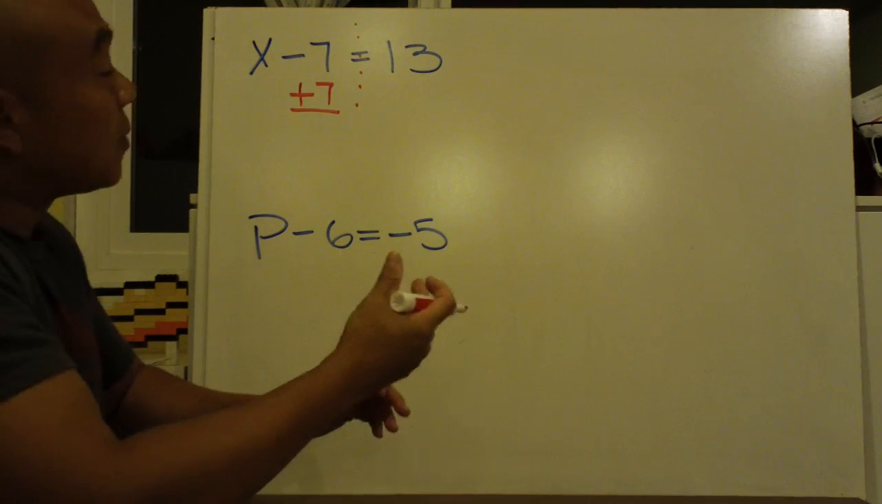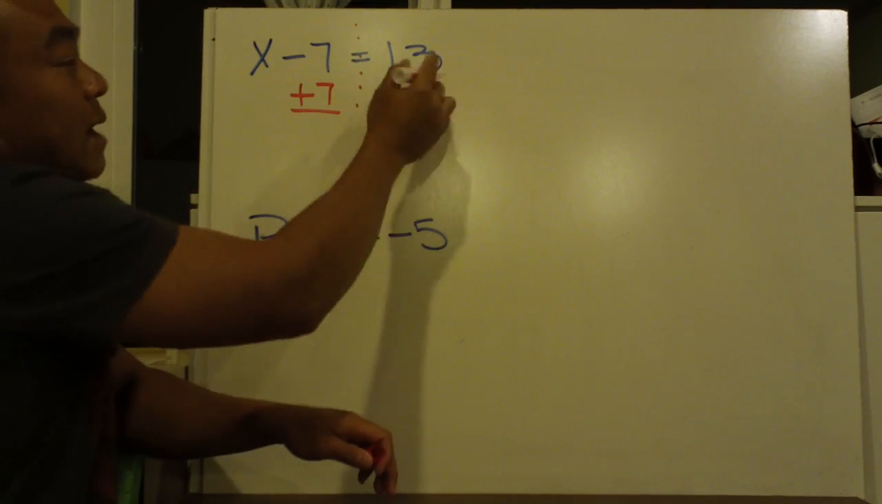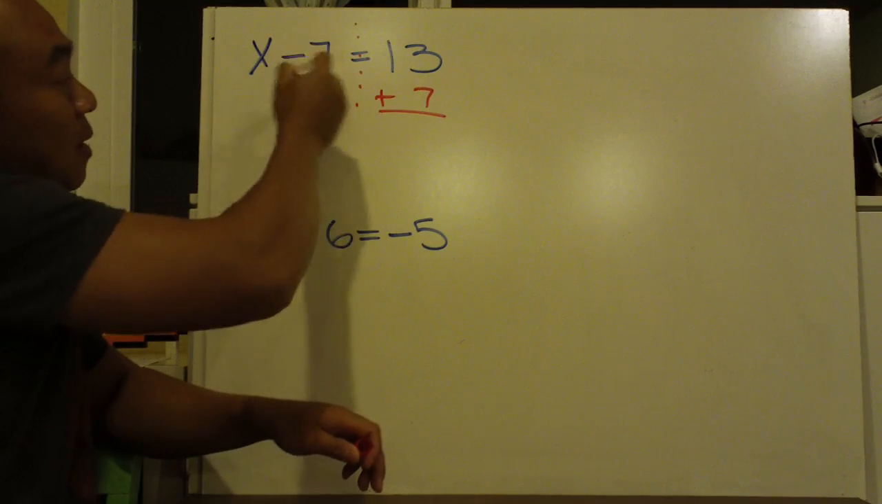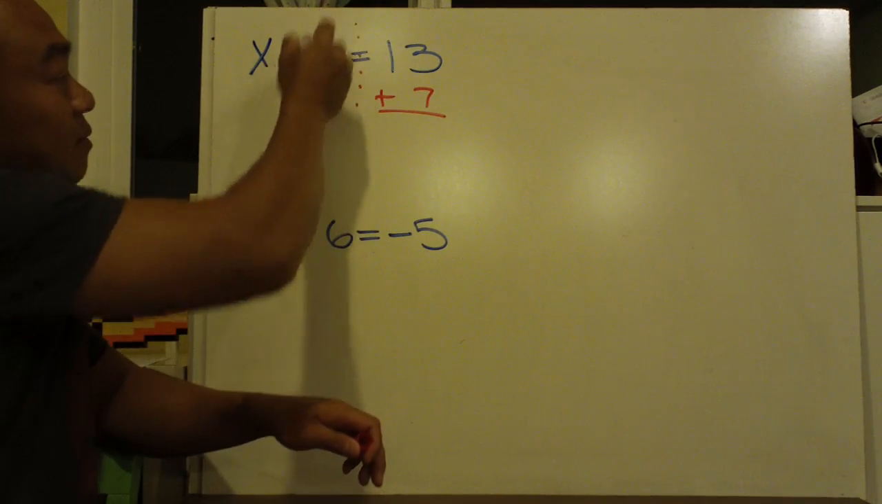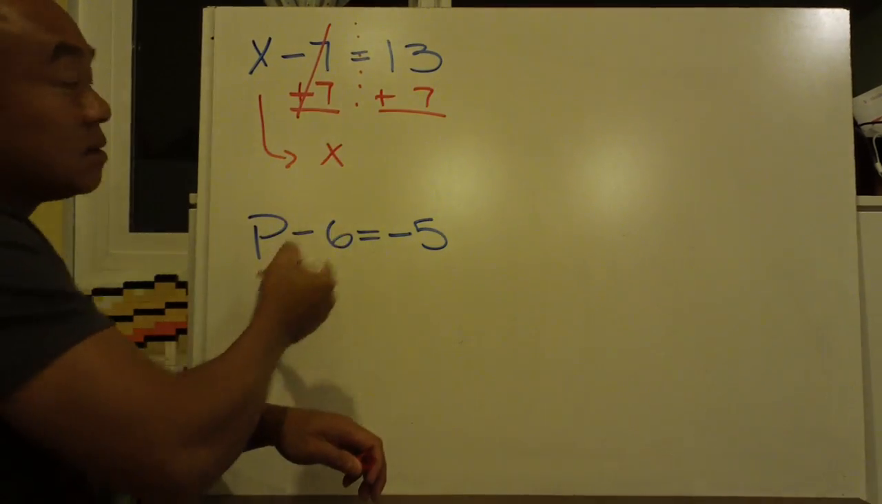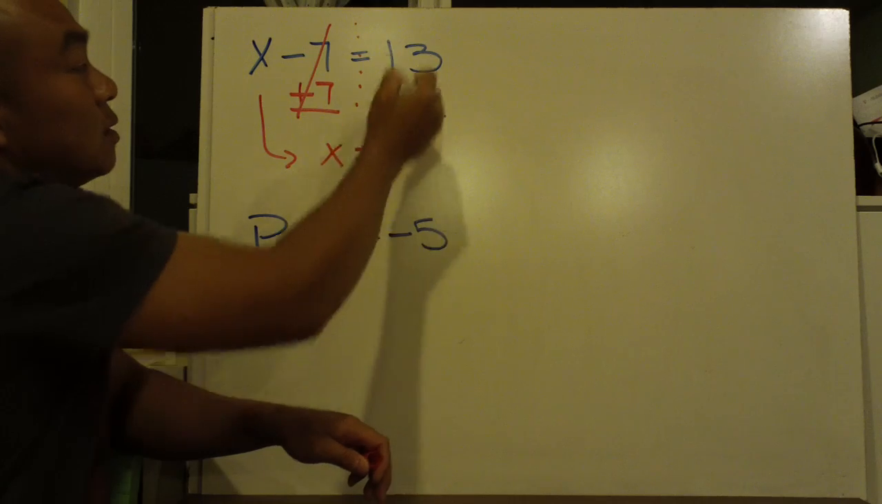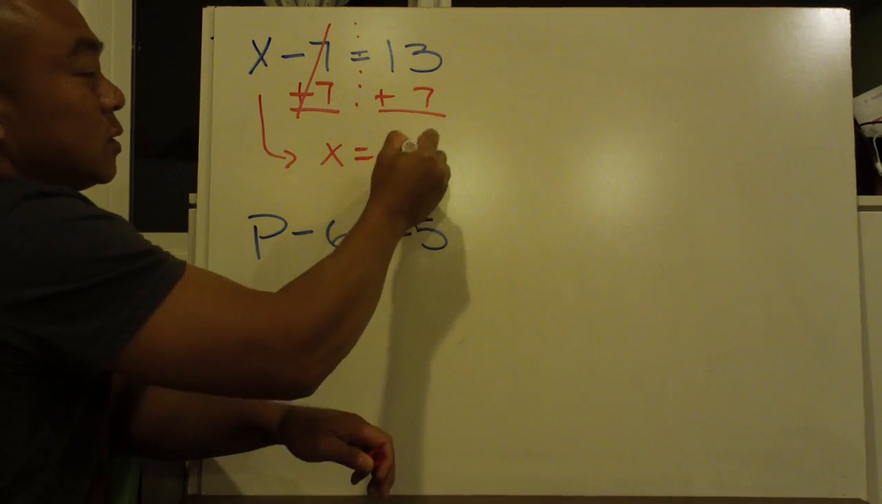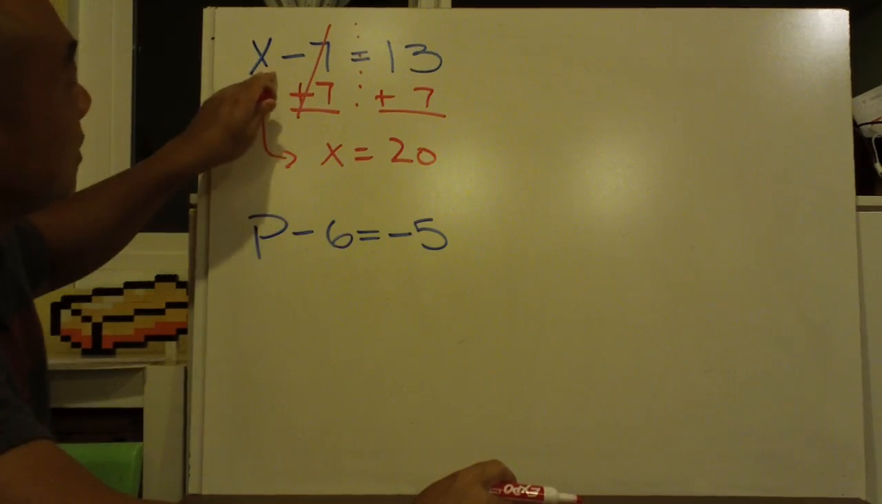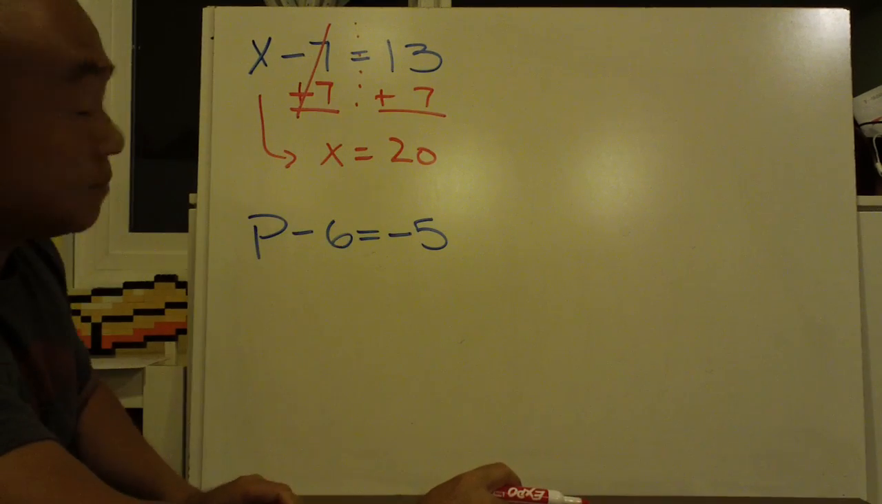Now we're going to use the property of equality, add 7 here, and again, minus 7 plus 7 now gives me x equals 13 plus 7, which is 20. And you can always do a quick check: 20 minus 7 is equal to 13.